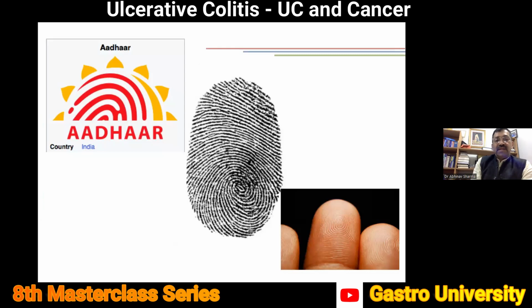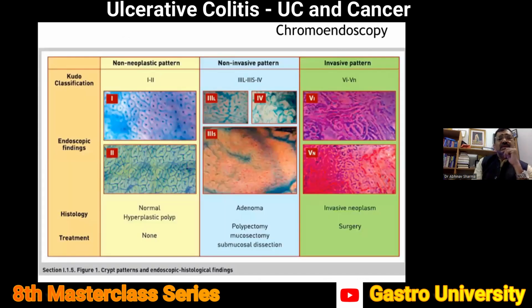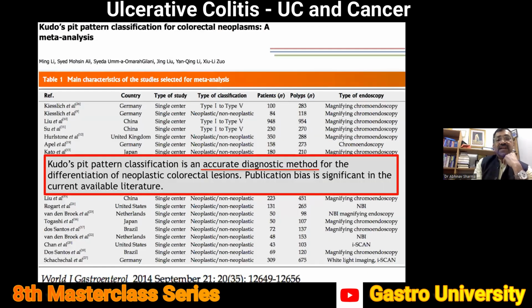Now we know that everybody has a unique fingertip mark, and it has been incorporated in the Aadhaar card also in India. Likewise, the colon also has a pit pattern, which is unique to the type of pathology. And with a change in pathology, the pit pattern gets modified, or is different. So the Kudo classification classifies them into non-neoplastic pattern, neoplastic but non-invasive pattern, and invasive pattern. So on chromoendoscopy, we can find out, and this is the meta-analysis. This is a very accurate diagnostic method. By studying the Kudo pit pattern, neoplastic lesions can be identified with a lot of accuracy.